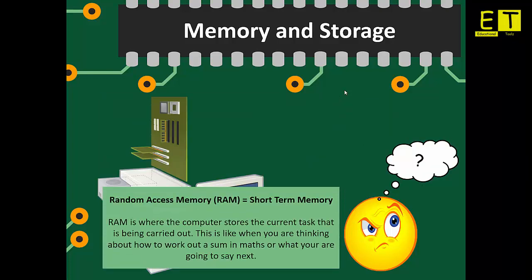Then we have random access memory, which is also known as RAM. RAM is where the computer stores the current tasks that are being carried out. This is like when you are thinking about how to work out a sum in maths, or what you are going to say next, or what you're listening to right now. It's being stored in your short-term memory.